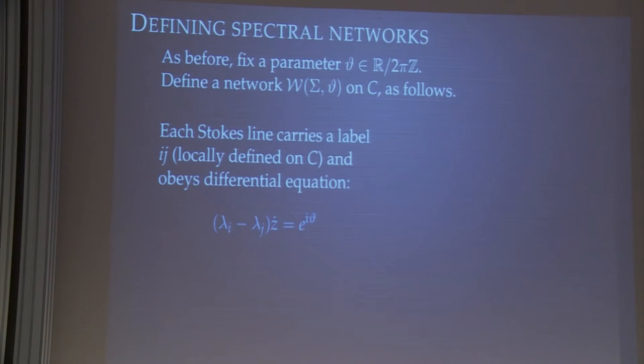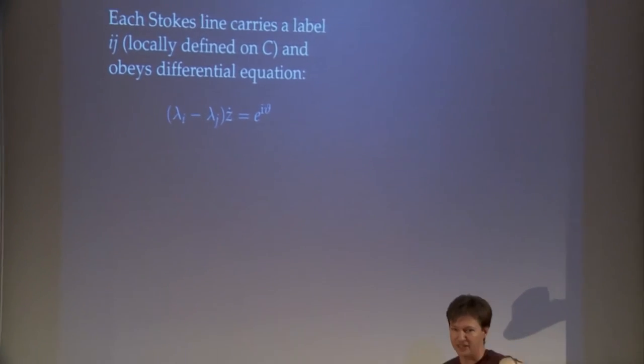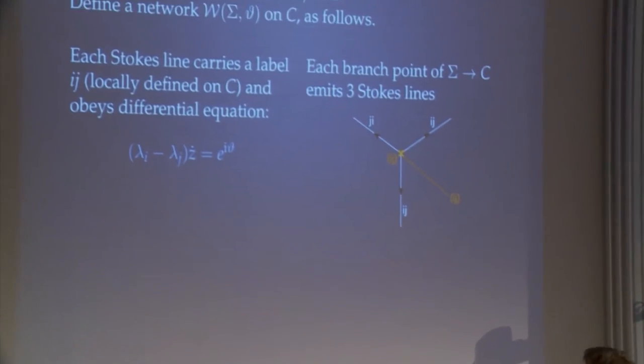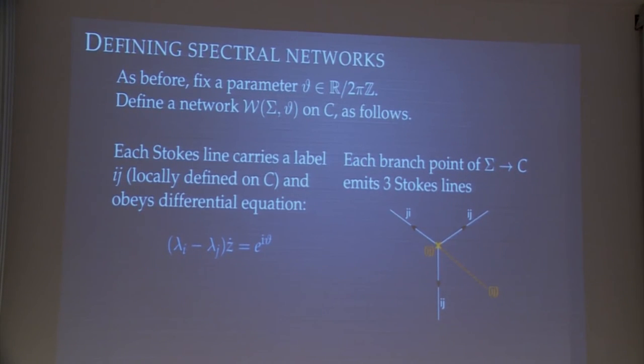So you take lambda i minus lambda j. That gives you some one form. And you ask that one form, when evaluated on the tangent vectors to your lines, should have phase theta. That first order equation defines for you, again, locally a foliation. You're taking the leaves of this foliation. But now globally, the different kinds of line can mix. And then the local structure around the branch points is going to be much the same as it was before.